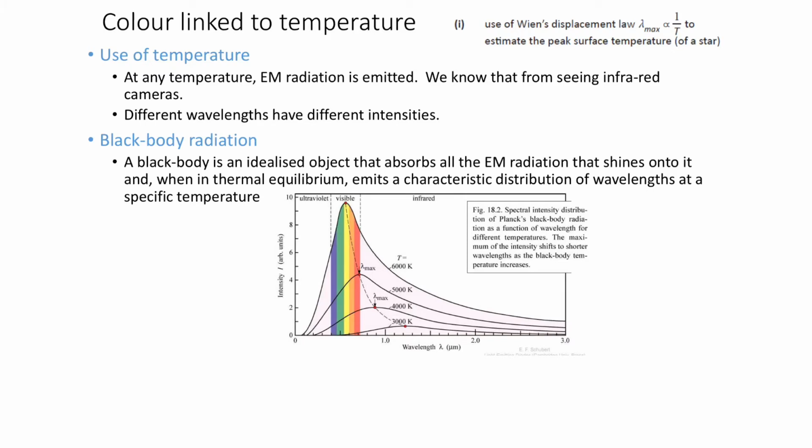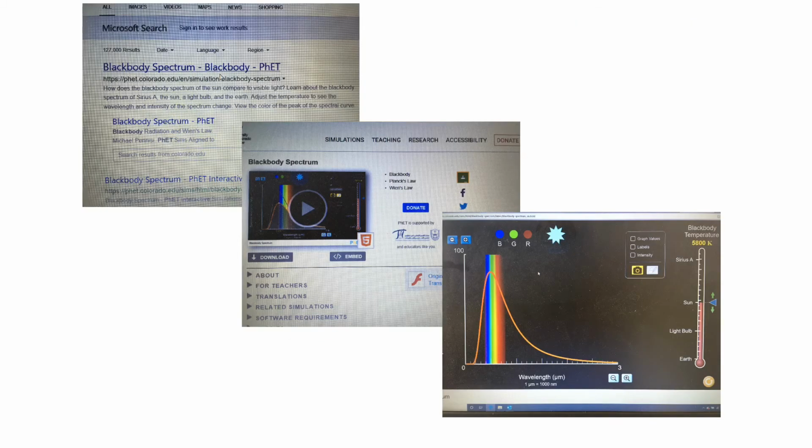There's a useful website to help explain this, and a chance for you to play around and change different temperatures, and that's PHET, P-H-E-T. So all I've done here is I searched for black body spectrum and then typed in the word PHET, and then this page appeared. Click on the play, or you can download it if you're super keen, but on most computers the play function will work, and you'll get this come up just here.